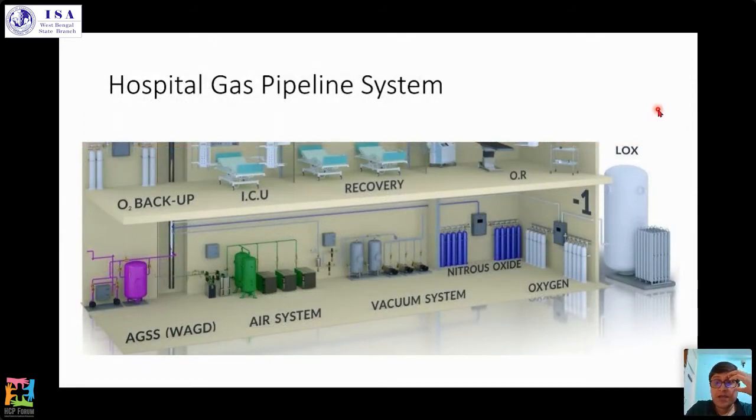This is a schematic diagram of how the gas and vacuum pipeline supply works in a whole hospital. So let us have a look at these individual components. At the very bottom, we have our supply system.